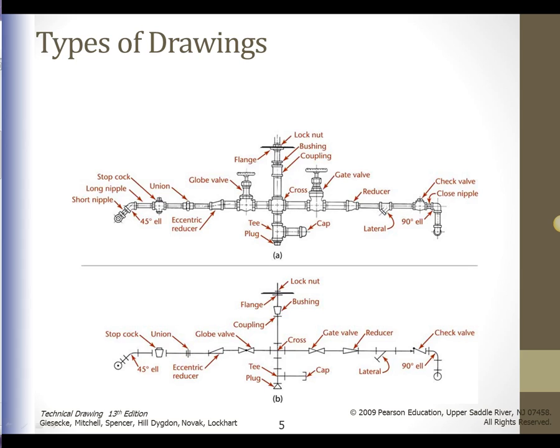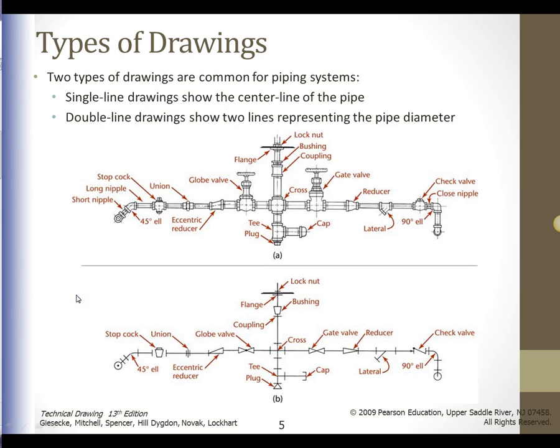Now, there are two types of piping diagrams. There's single line showing where the center of the line of the pipe is, and there's double line drawings where you typically have two lines representing the diameter of the pipe. Now, in a complex piping system, it is desirable to use double line or multi-view drawings drawn accurately to scale, whereas the single line drawings are not always drawn to scale. Either of these drawings can be used to create orthographic drawings.